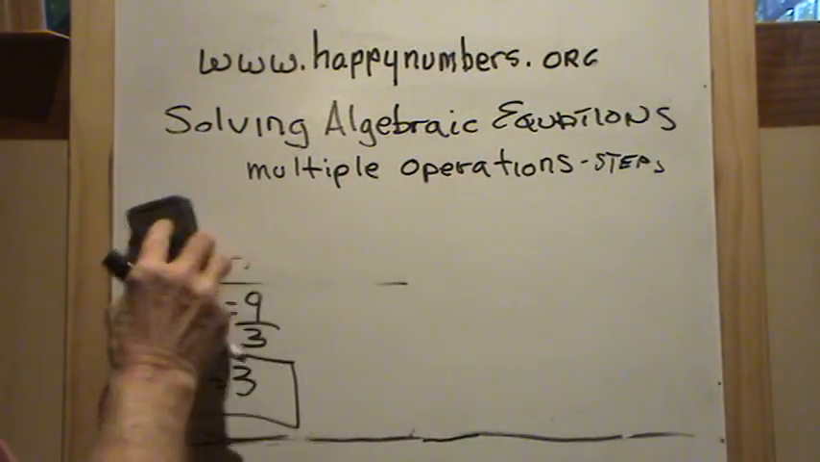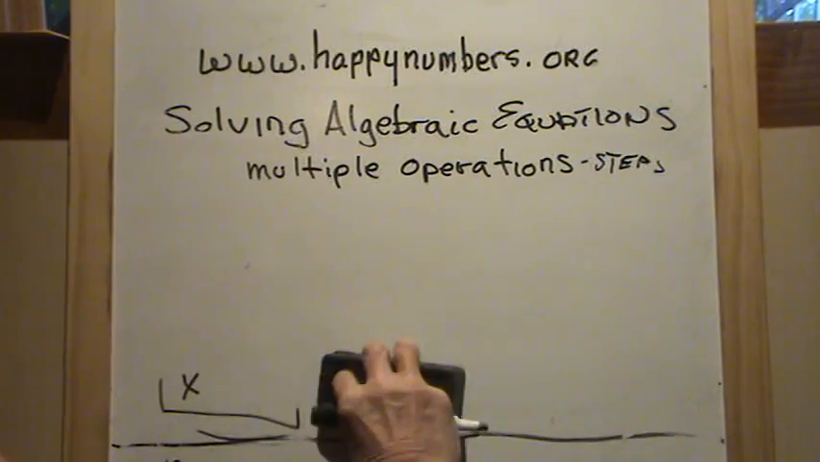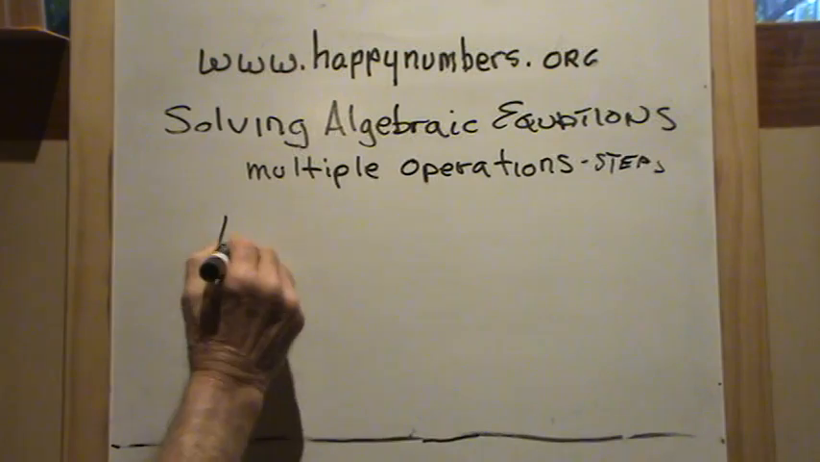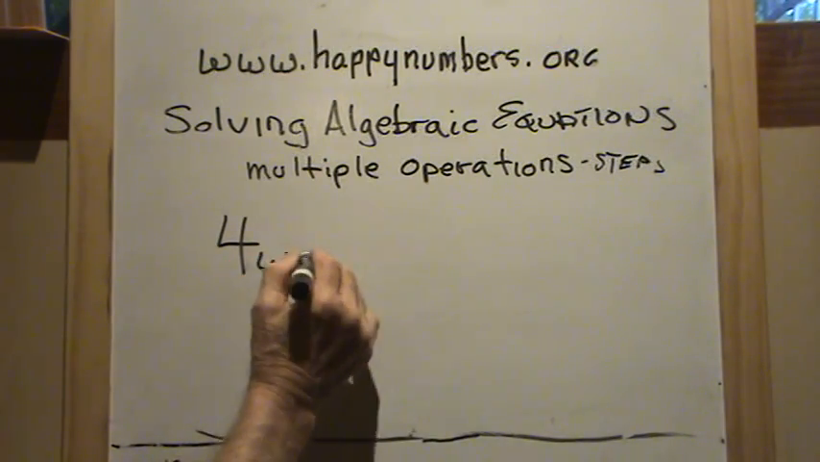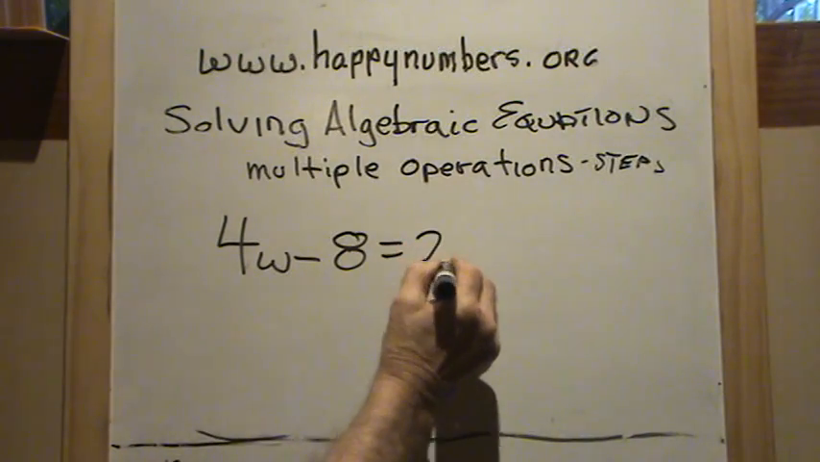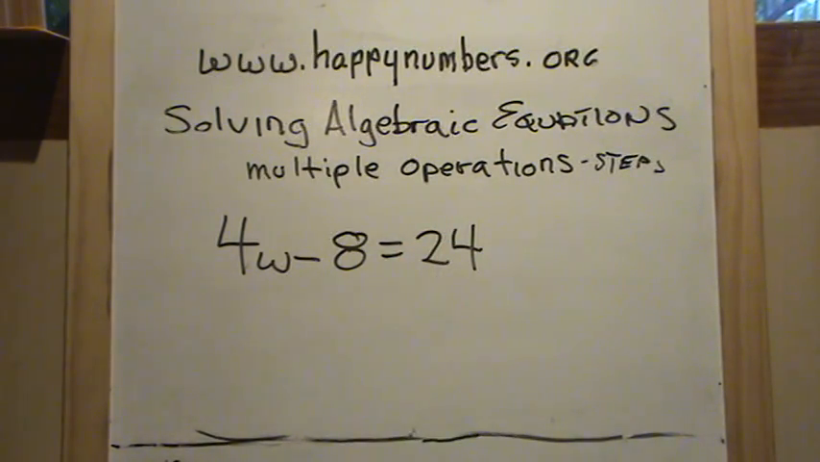Put another one up for you. Again, although these are multiple step solutions, they are fairly simple if we just follow what we know. Let's try this one. 4 times w minus 8 equals 24. Put your video or DVD on pause and let's work this problem.